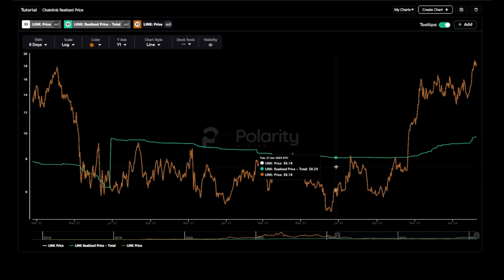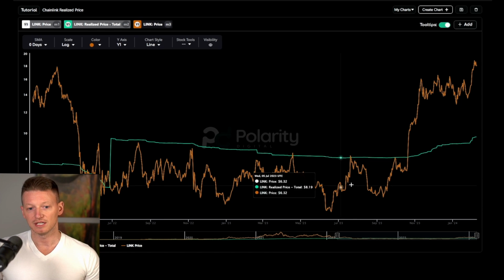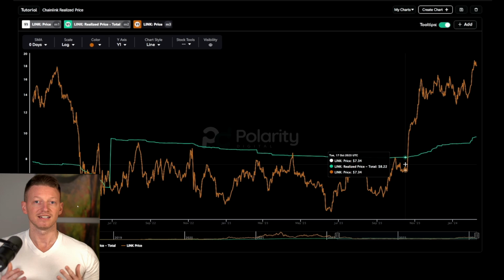When you break above this realized price, historically and across different assets, what we see is that the realized price is an indication that you are either at or near the bottom when you get below it. And then when you come back up to it while you're in a bear market, you tend to see a rejection at that level. When you get above it, like we did back here in October of 2023, that is a strong indication that you are heading into a bull market.